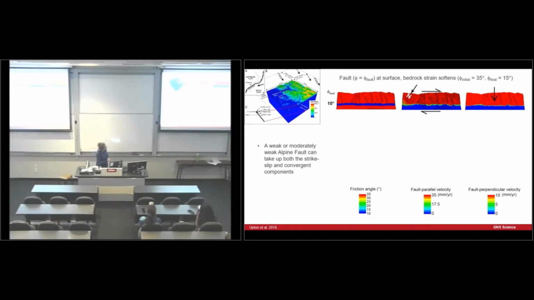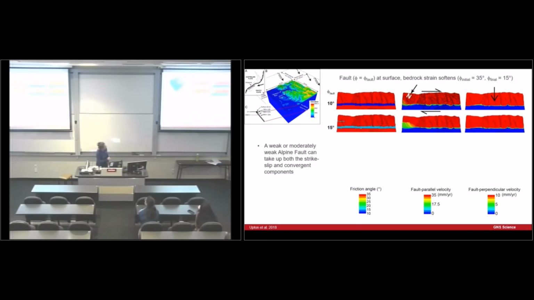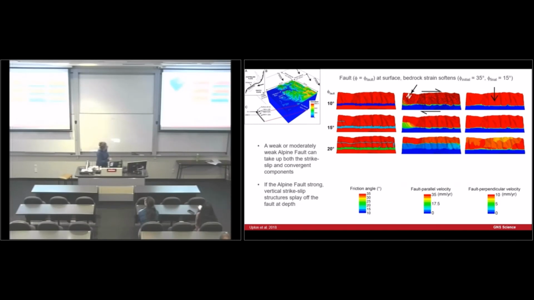When the fault's really weak, the fault's 10 degrees here, both components are on the fault because it's weak and it's easier for them to be on the fault. Again, when it's 15, it's similar. There's a few tweaks, but it's largely similar. Once you start making this fault stronger, things change.